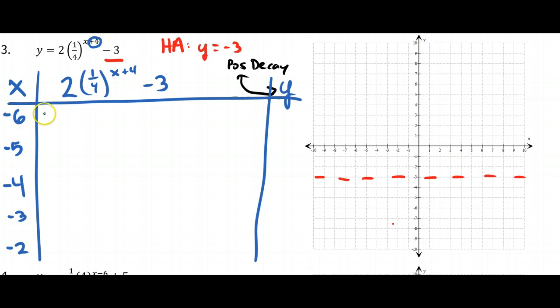And again, we'll plug them into that expression there. Okay, so the first thing I want to plug in, again, is a negative 6 for x. So we're going to do 2 times 1/4 to the negative 2 power minus 3. 1/4 to the negative 2 would be 4 squared, so 2 times 4 squared minus 3. That would be 2 times 16 minus 3, which gives us 32 minus 3, or 29.